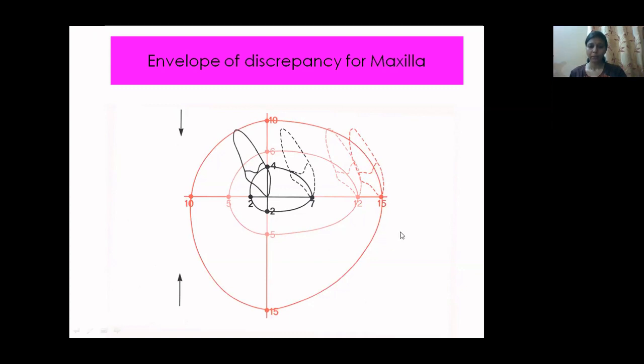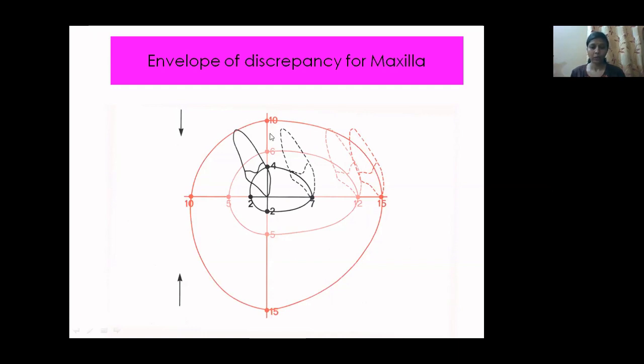As in orthodontics, we have myofunctional appliances, we can go for fixed orthodontic treatment, or we have a surgical approach. So this is the inner envelope, this is the middle envelope, and this is the outer envelope. They describe the extent to which we are able to achieve correction by myofunctional appliances alone, or with orthodontic treatment, and finally by surgical treatment.